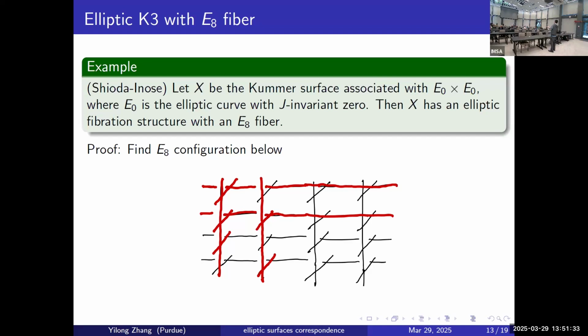And then there is the elliptic fibration, one of whose fibers is going to be that effective divisor. And this gives you the proof that you actually have an E8 fiber in the fibration.